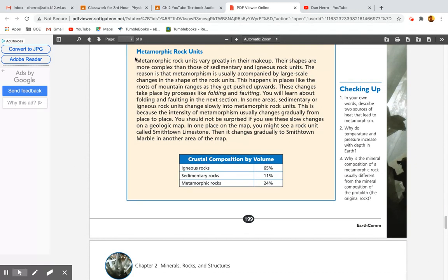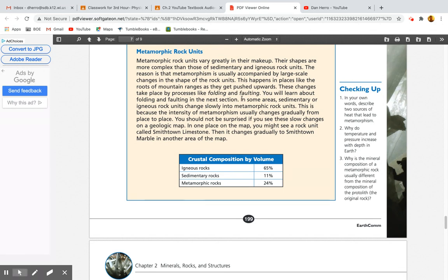Metamorphic rock units. Metamorphic rock units vary greatly in their makeup. Their shapes are more complex than those of sedimentary and igneous rock units. The reason is that metamorphism is usually accompanied by large-scale changes in the shape of the rock units. This happens in places like the roots of mountain ranges as they get pushed upwards. These changes take place by processes like folding and faulting. You will learn about folding and faulting in the next section.